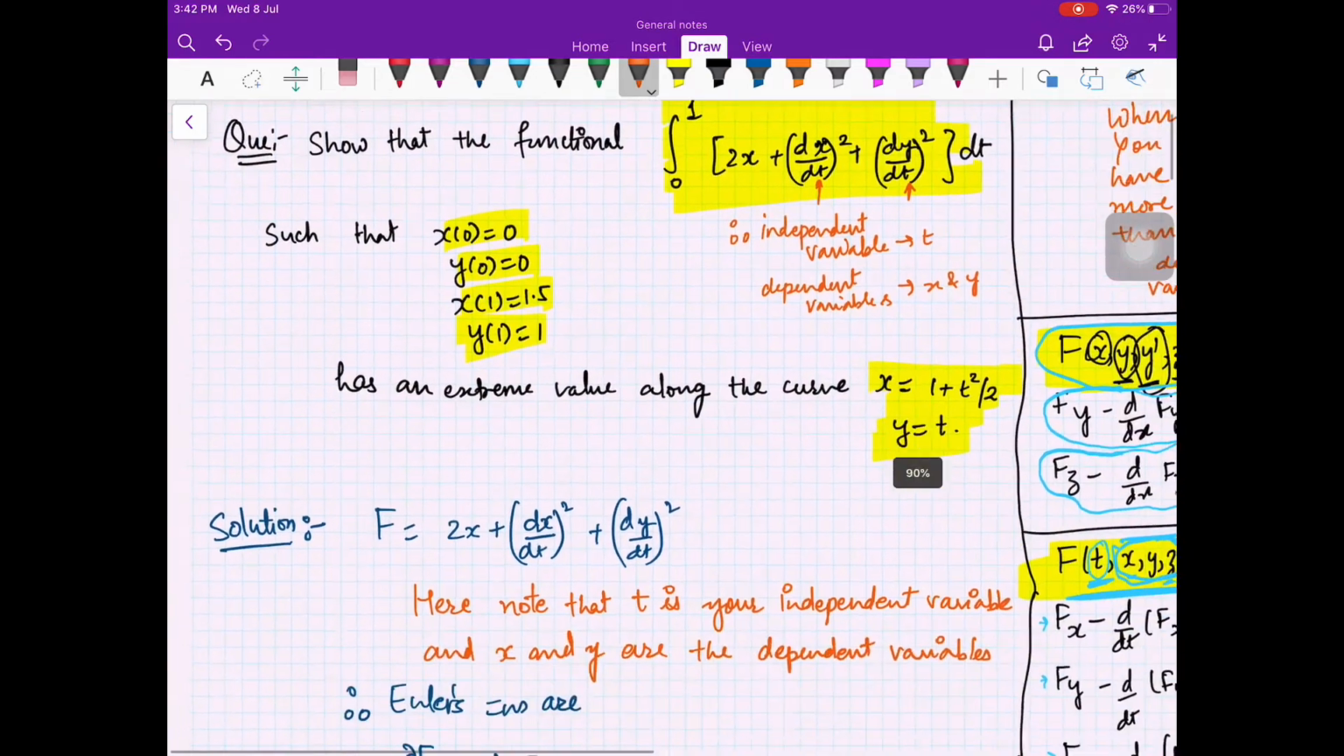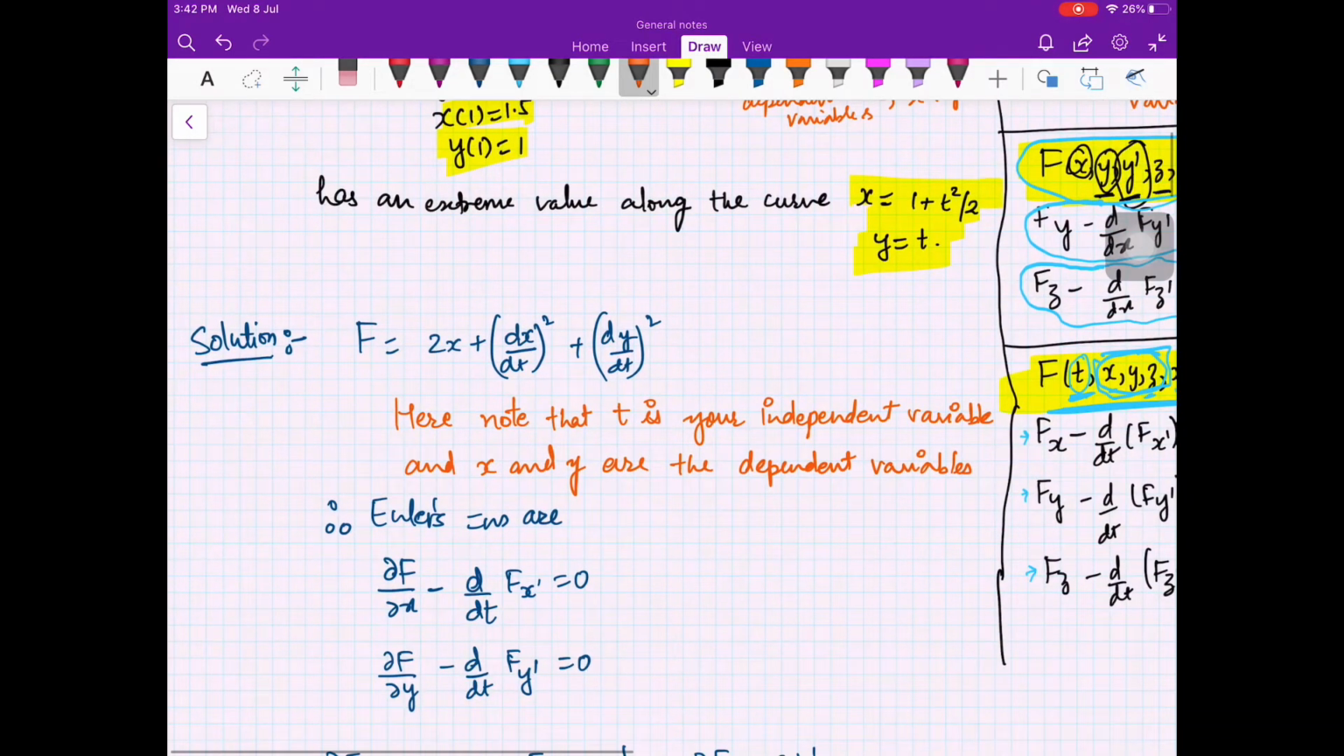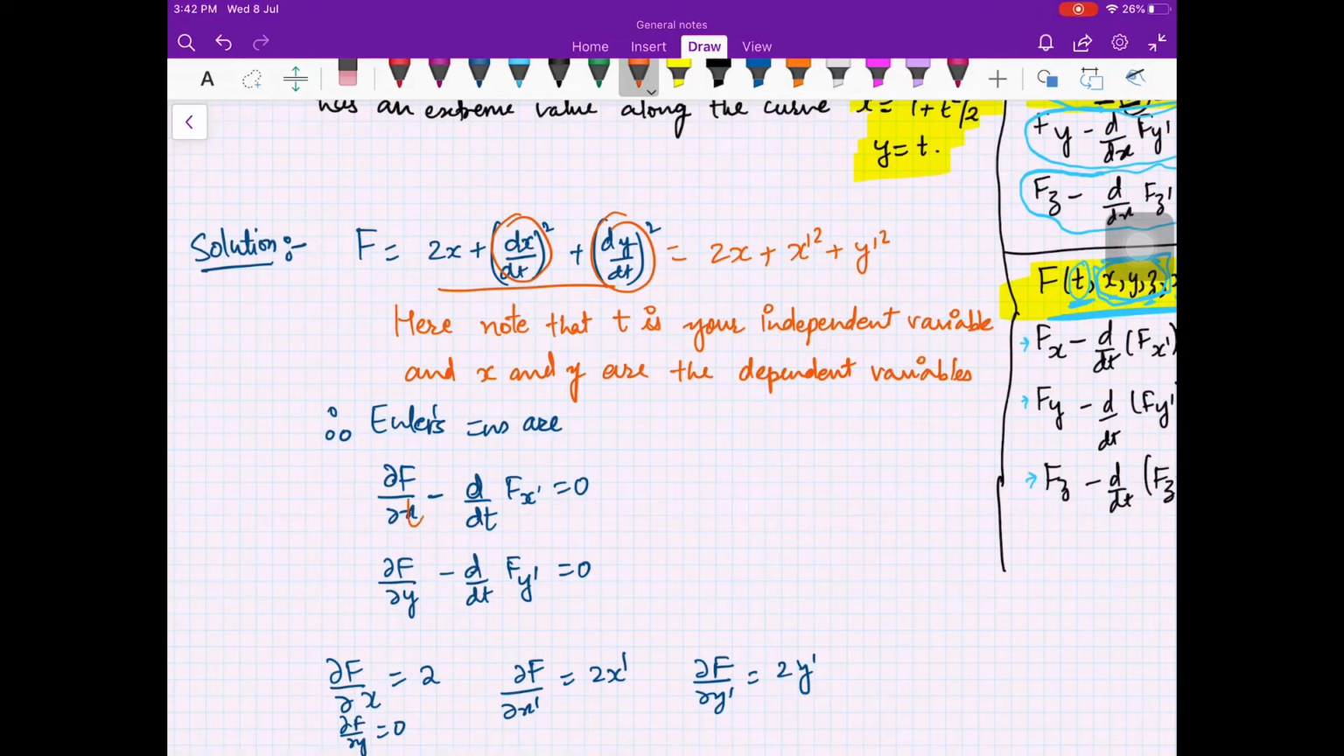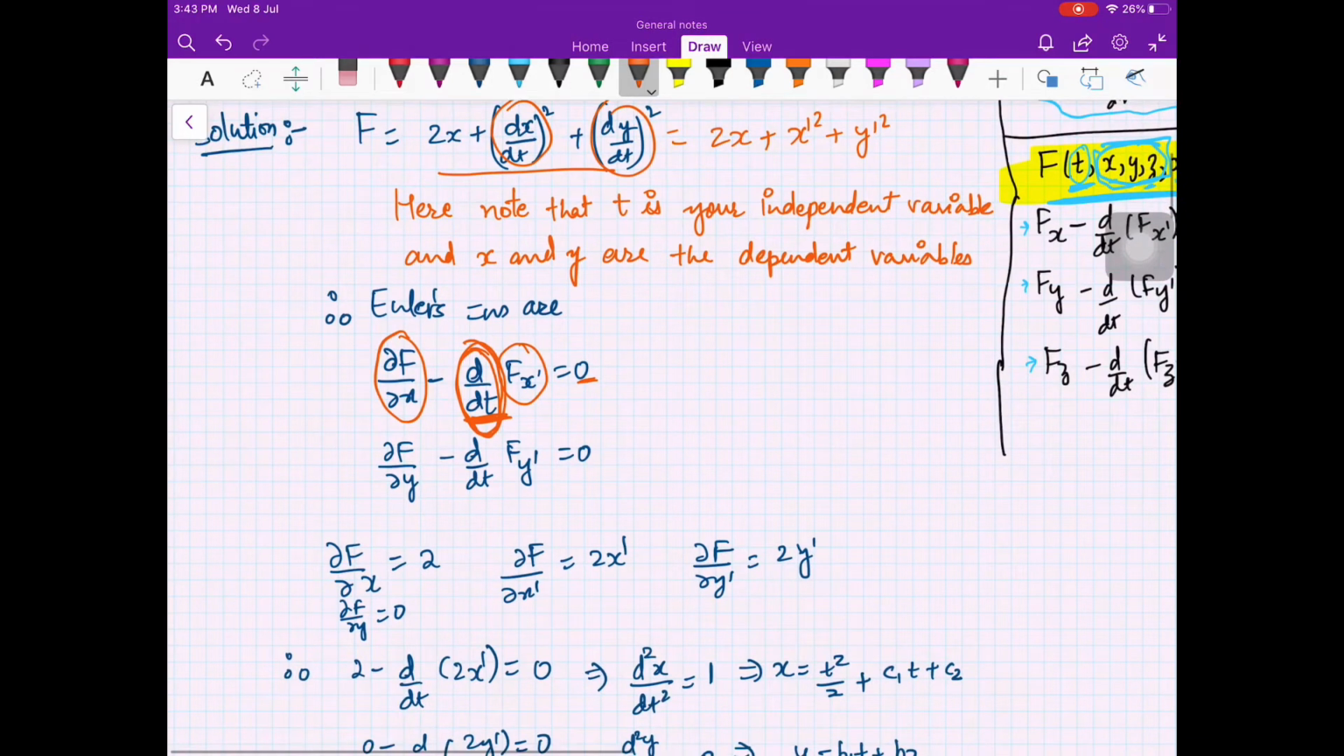So you will write the Euler equation for each variable. This is your function f. You can write it as 2x plus x dash square plus y dash square. Now for the variable x, your equation will look like this: curly f by curly x minus d by dt of f x dash. You have to note that here your independent variable is t. So you have curly f by curly x minus d by dt of f x dash equal to 0, and here you have curly f by curly y minus d by dt of f y dash equal to 0.